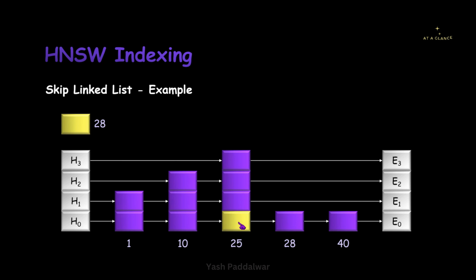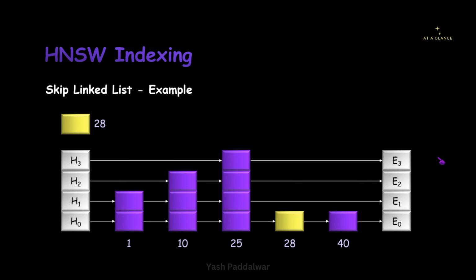Now again at this level we'll check whether the next node to the current pointer is greater than 28. Over here you can see that the next node is itself 28. So we will shift the pointer to here. So we have got this document and this will be returned as the final output. So this is how skip linked list works. I hope this example of skip linked list is clear to you all.